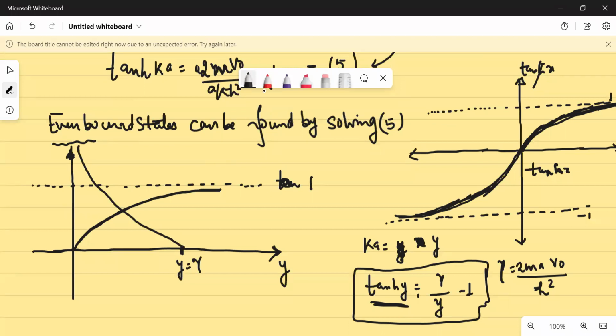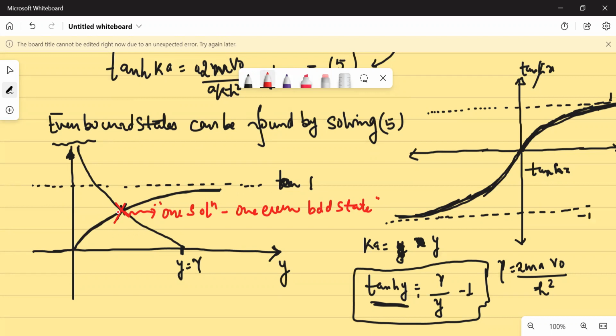So how many solutions can you expect? You can expect only one solution. And this one solution corresponds to one even bound state. Is that clear to you? Yes, sir. Okay.